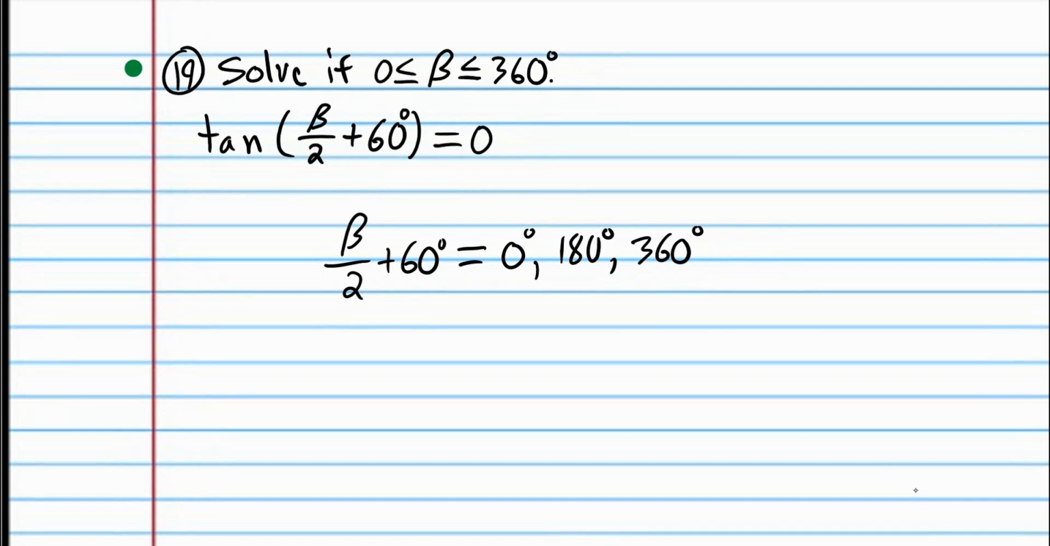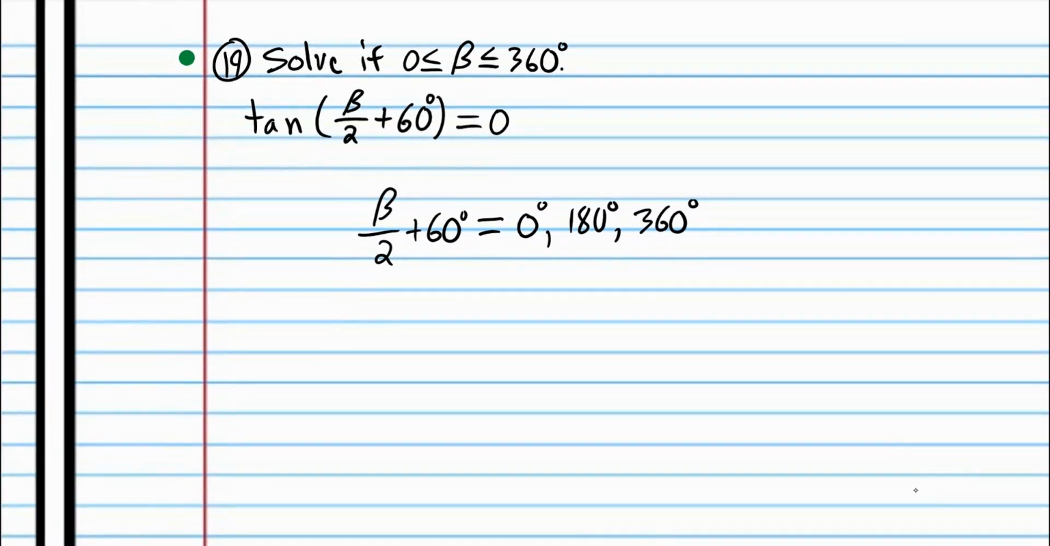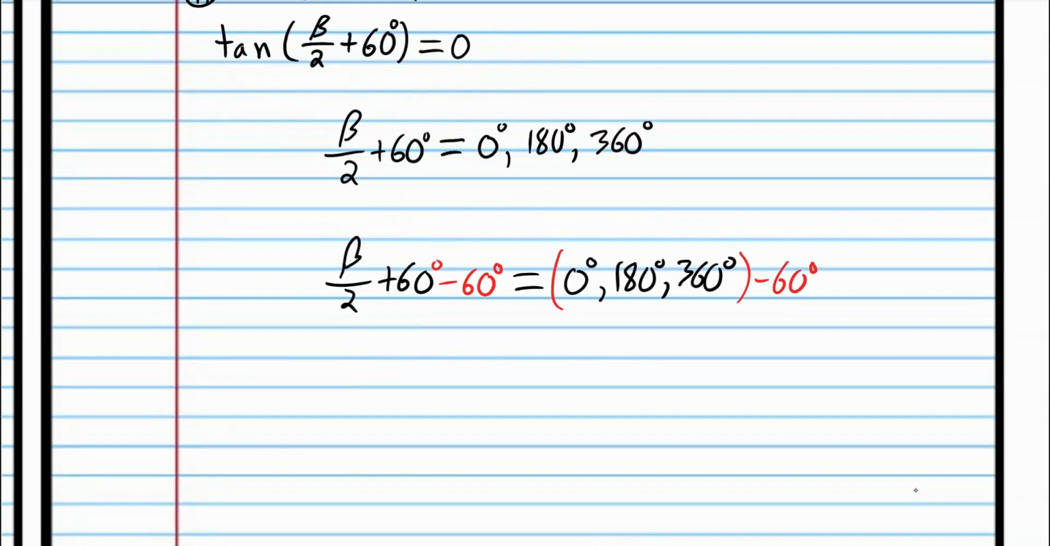Now, do we need a negative angle? Probably not, because when we subtract 60, that's just going to make it a bigger negative. So we don't really need any more numbers. So now let's subtract 60 from both sides, and we get beta over 2 is equal to negative 60, 120 degrees, and 300 degrees.